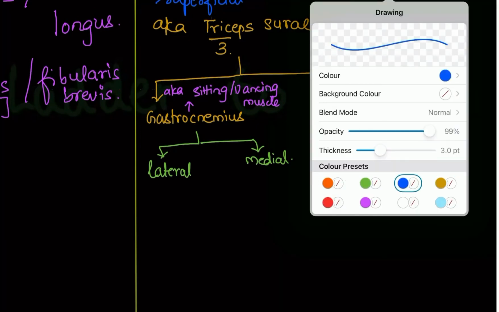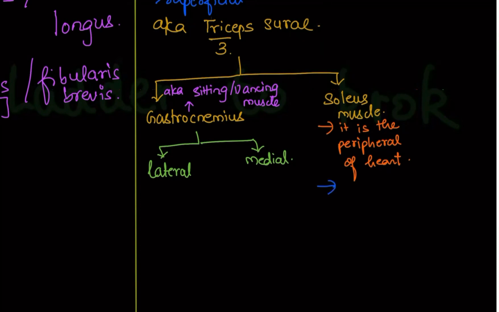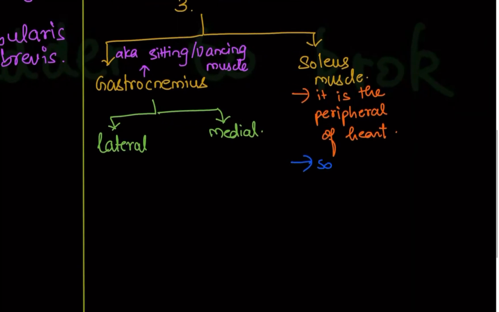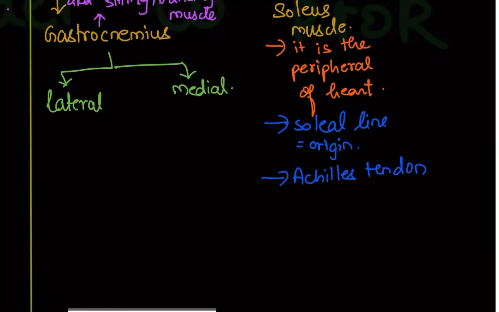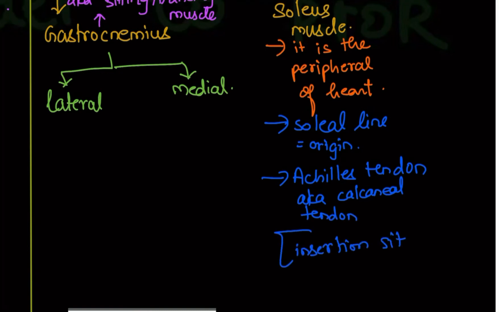The soleus muscle origin we have already done when we were doing the tibial bone. I told you there is a soleal line present on the posterior surface. So this soleal line is the origin for it, and it will insert in the Achilles tendon. Now this Achilles tendon we did when we were doing the tarsals, right? I told you the calcaneus bone on the posterior side has a calcaneal tuberosity where this Achilles tendon attaches. And this Achilles tendon is also known as the calcaneal tendon. It is the insertion site for the soleus muscle. So the soleus muscle will insert itself over here. So now you know the origin and the insertion of the soleus muscle.